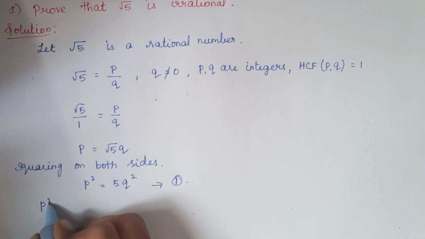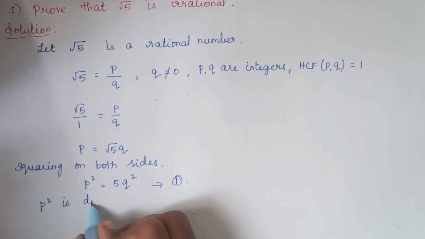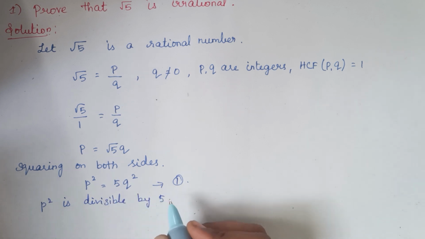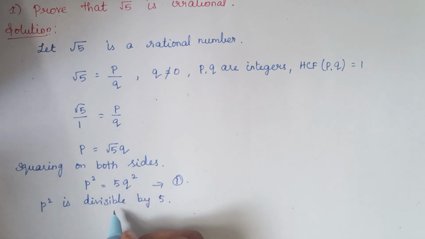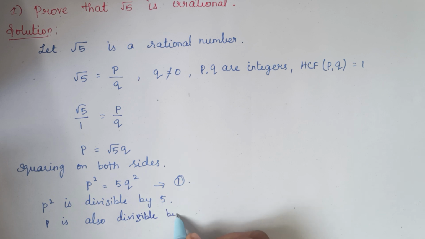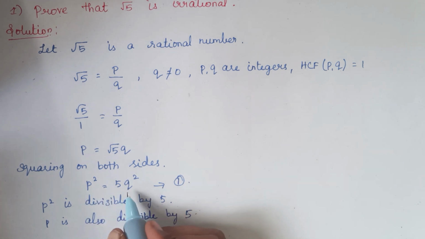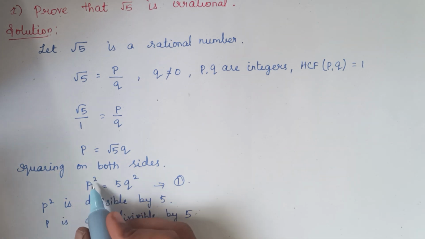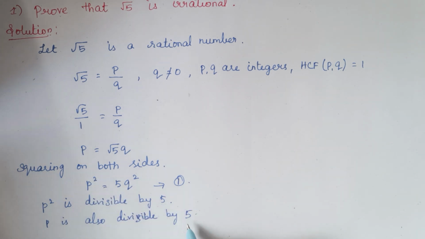If 5 goes to the opposite side, it turns into division. So p square is divisible by 5. If p square is divisible by 5, p is also divisible by 5. Since 5 goes to the opposite side, it is divisible by 5. So if p square is divisible by 5, p is also divisible by 5.